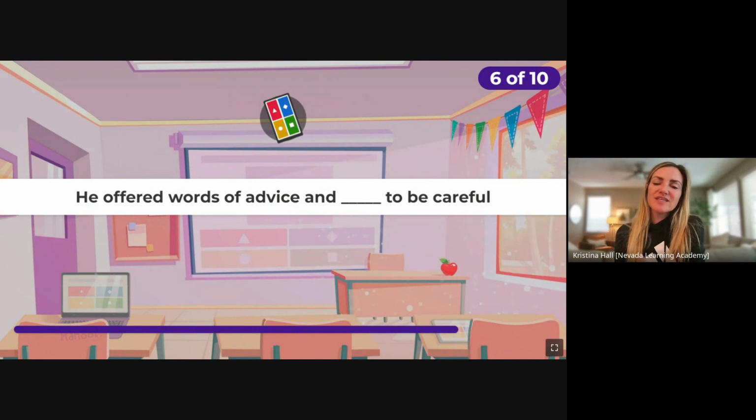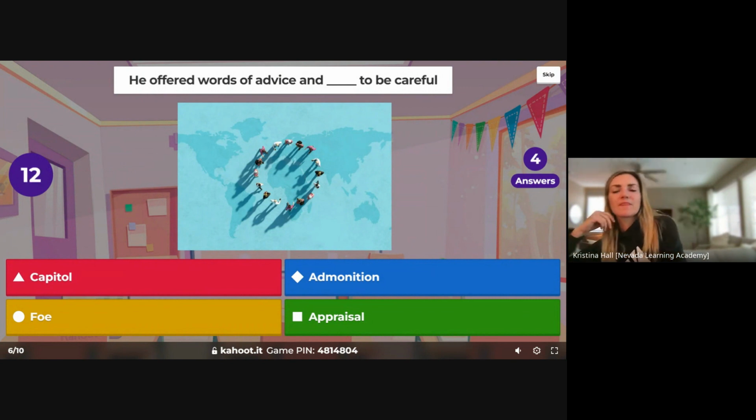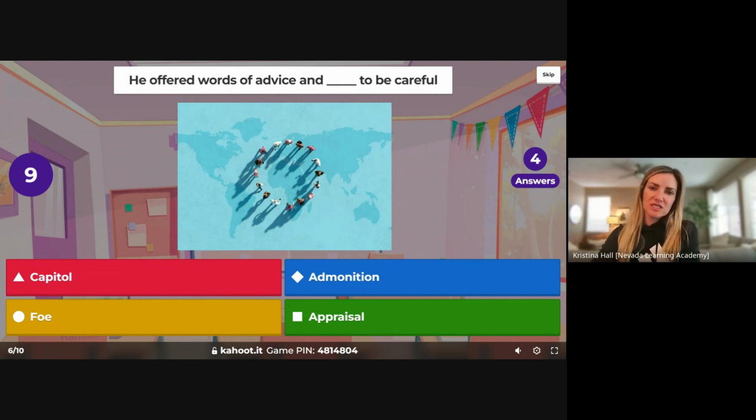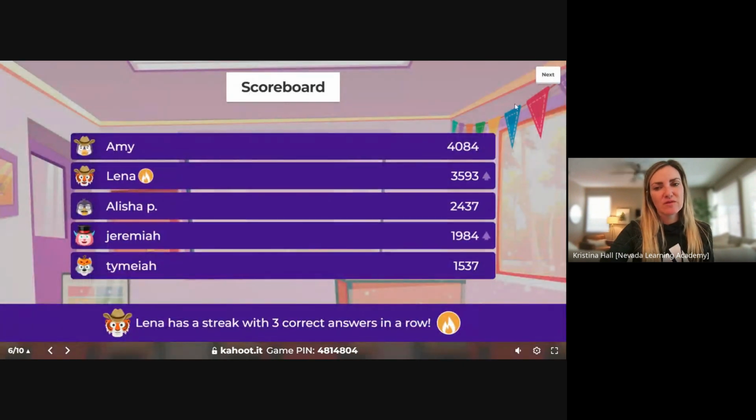He offered words of advice and blank to be careful. So this is a vocab question. Capital, admonition, appraisal, or foe. So which is it? This is where those vocab words can be really helpful, having them defined. All right, it is admonition. So words of advice and admonition. So like warning. Like, hey, careful, tread easy. It's like a caution sign, words of caution. So all right, nice job.